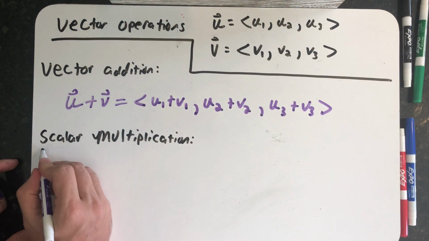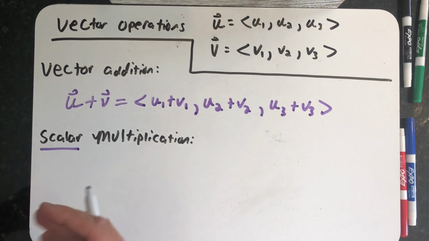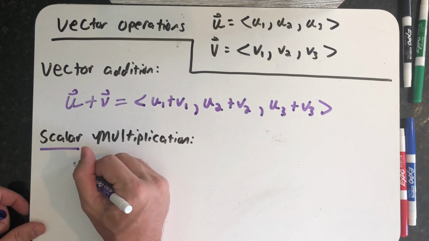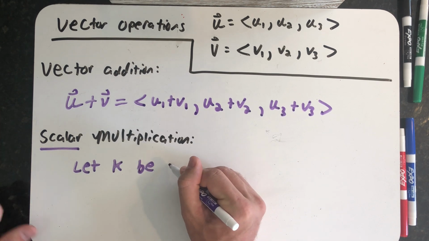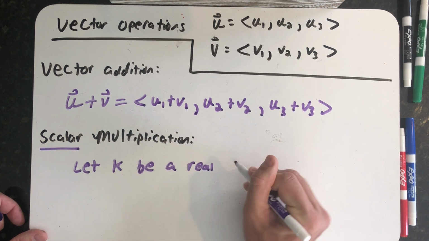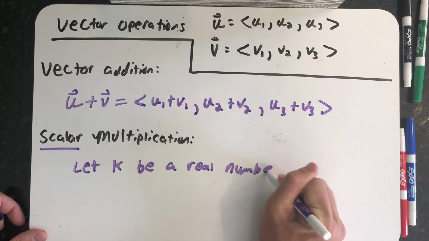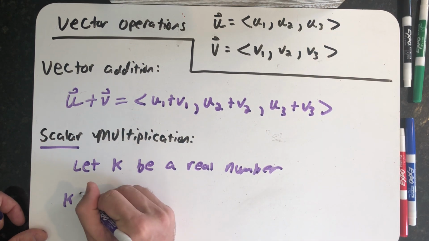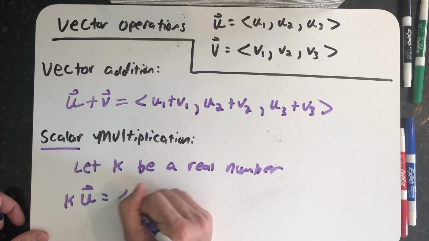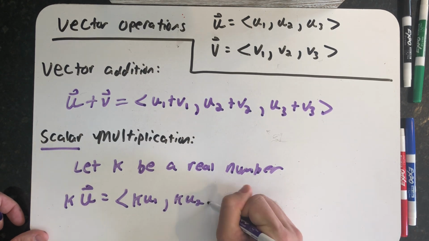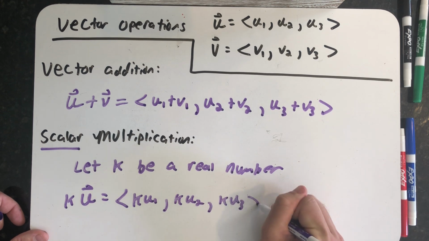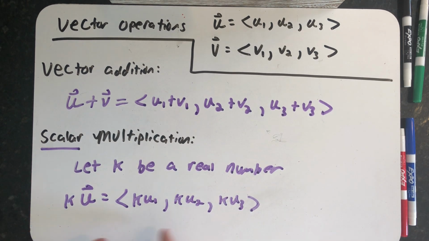For scalar multiplication, we're going to multiply a vector by a scalar. So let k be a real number, any scalar. Then k times the vector u is simply k times u1, comma k times u2, comma k times u3. We simply imagine distributing that constant through our vector. So let's do a couple of examples.